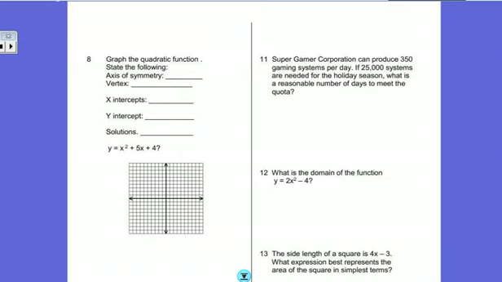On 8, it asks you a bunch of different questions: axis of symmetry, vertex, x-intercepts, y-intercepts, and solutions. There are mathematical ways to do this, but what I'd recommend is that if you graph this equation, you can find all this stuff. So remember, the vertex is the highest or a low point.